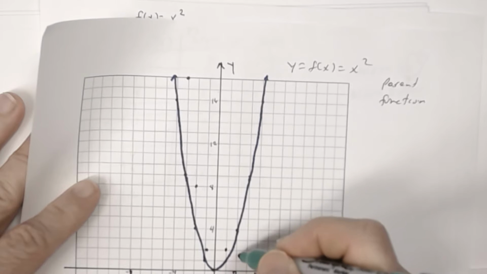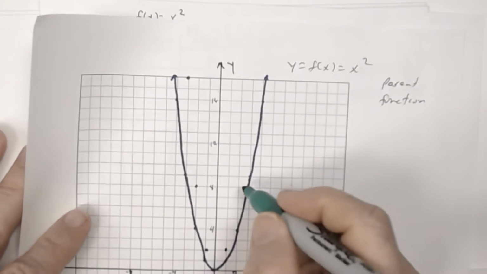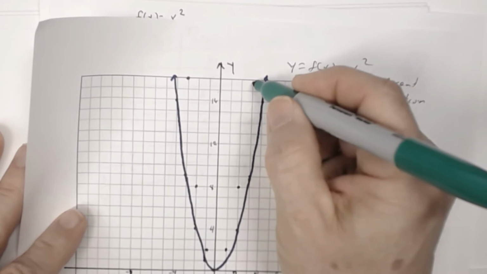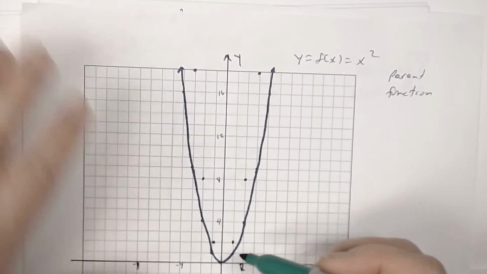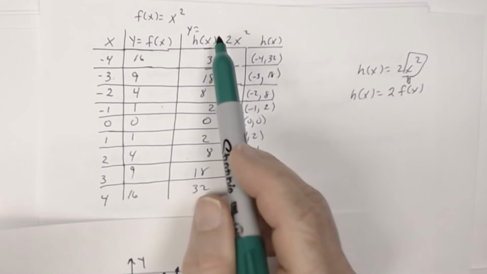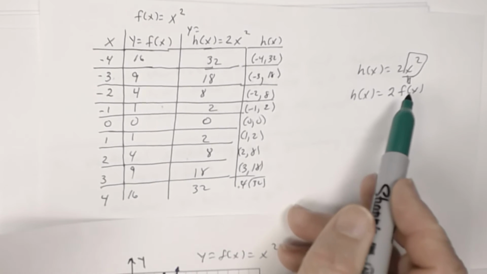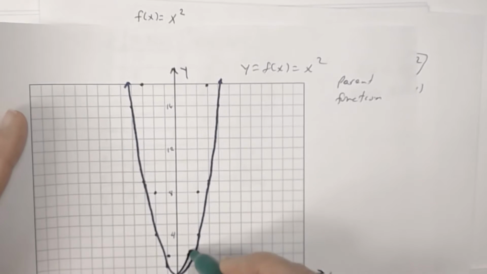So the next one was 2, 8, right? Is that correct? Yep, 2, 8. And the next one was 3, 18, which is here. So we should see what happens. So when I draw, now remember I'm drawing h of x. And remember h of x is 2x squared, which means 2 times my parent function. And so I get something that looks like this.